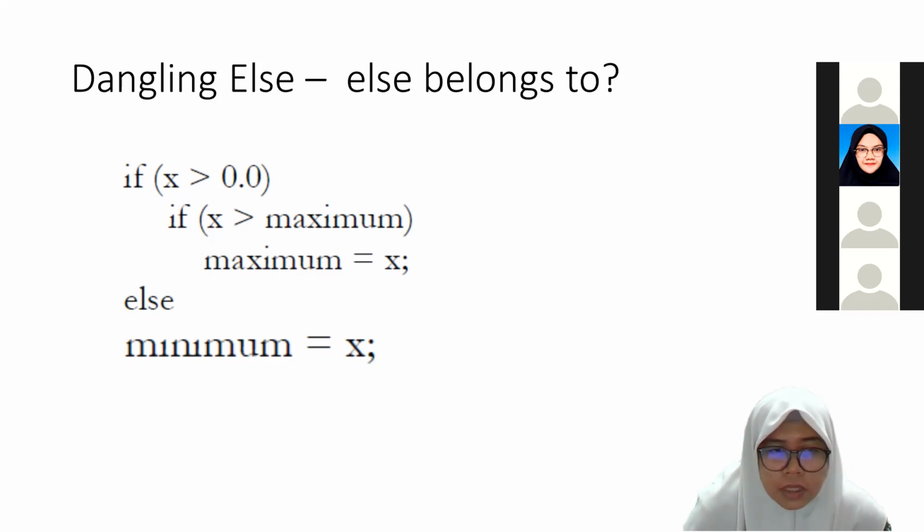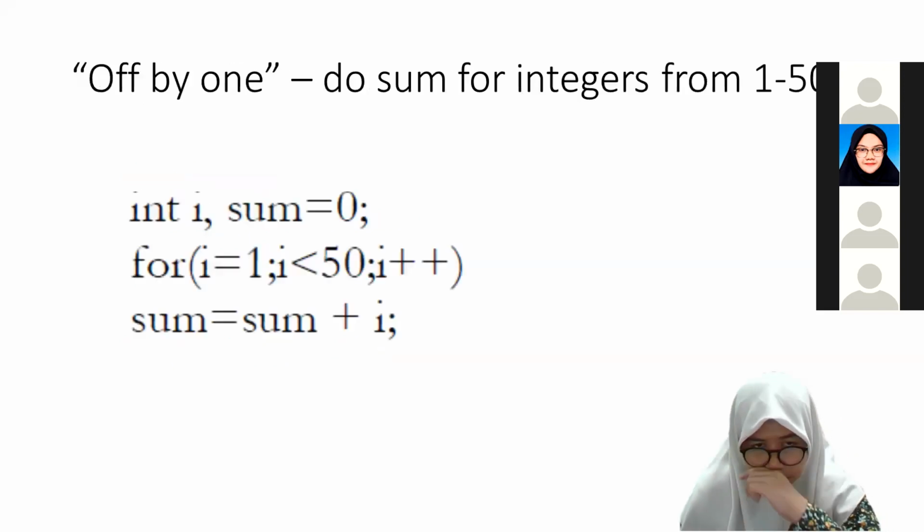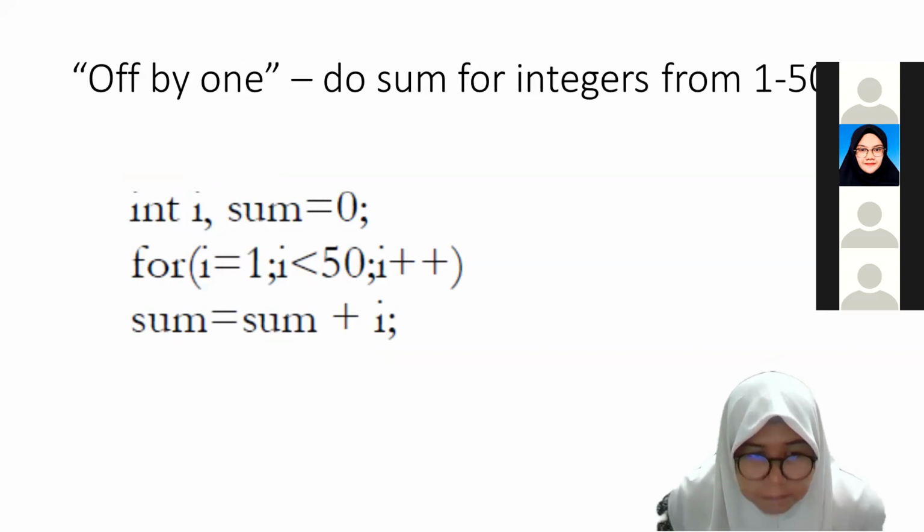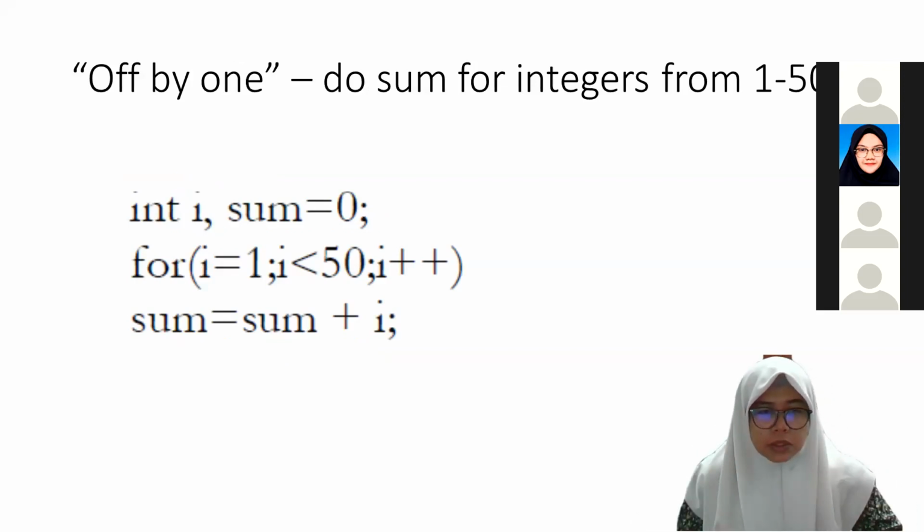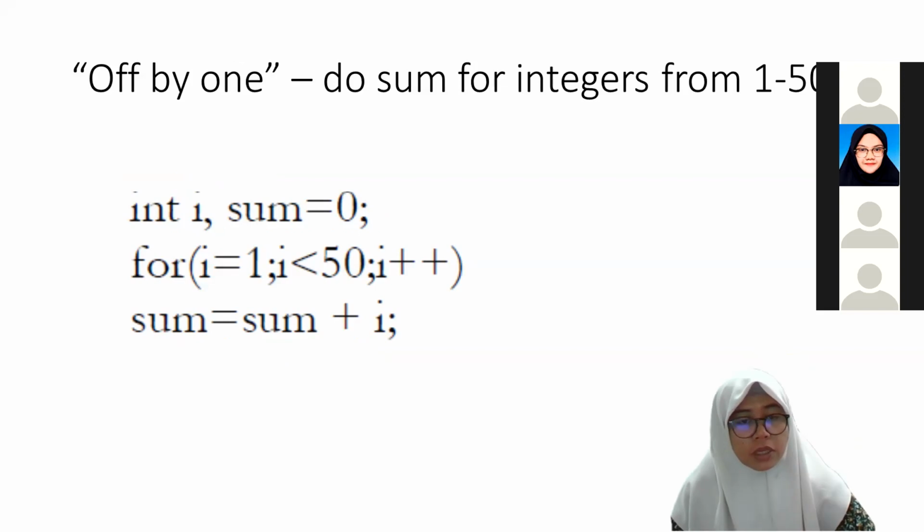In this case, the else belongs to the nested if, because I told you before that if you have something like this, an if and else are a pair, a couple. It doesn't belong to the other if. Okay, now this one. We also talked about this, just to refresh: off by 1.